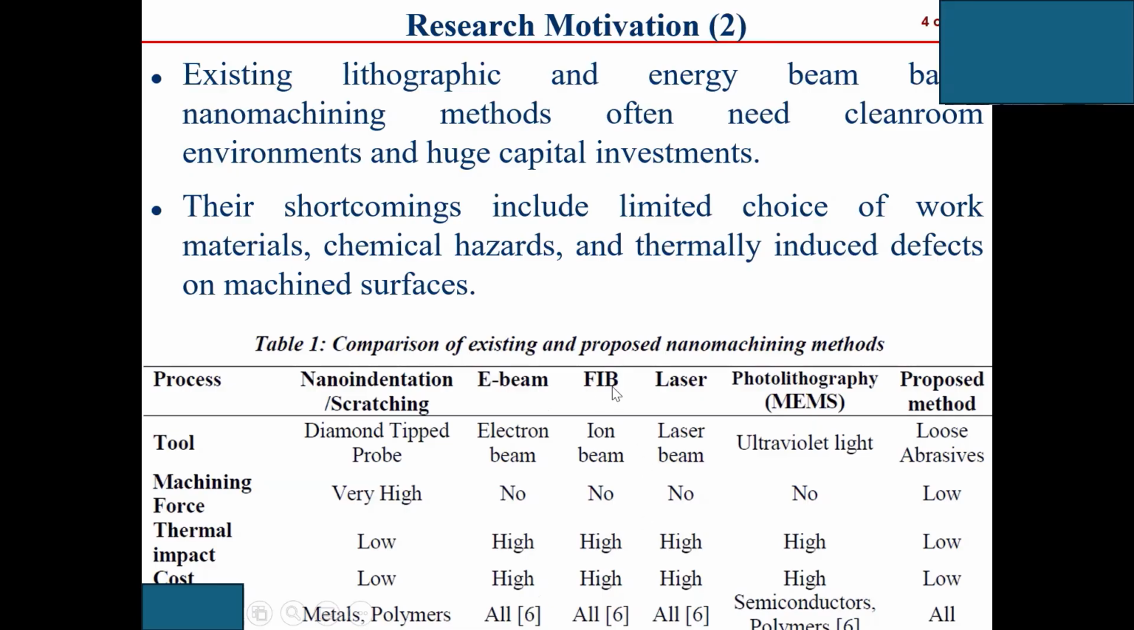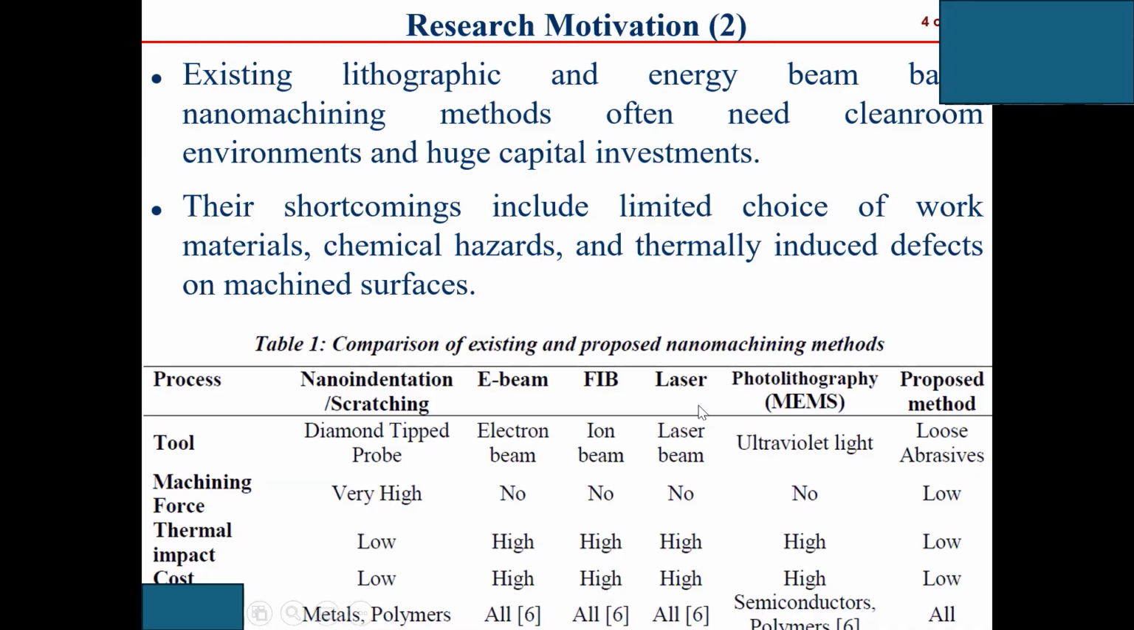Another one is FIB. They use an ion beam, and there is no machining force because they use an ion beam. Thermal impact is high because they are using ions. The cost is very high, and this method can also be used for all the materials.